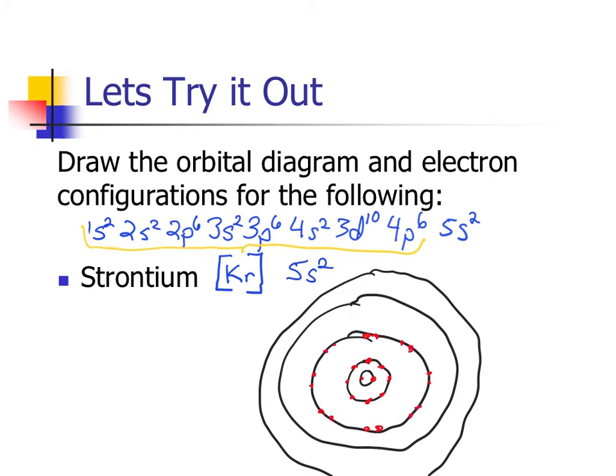Okay, so there's 18 on that one. Then we put 8 on the fourth one. There. And then 2 on the fifth one.